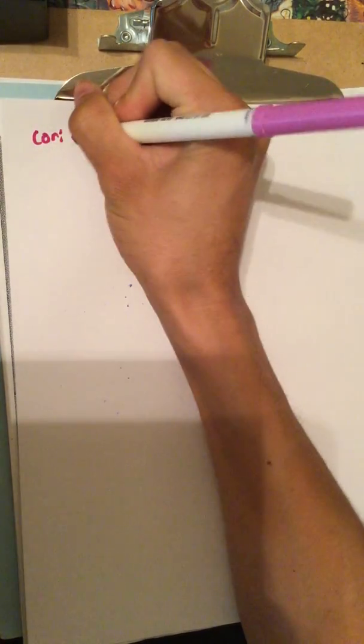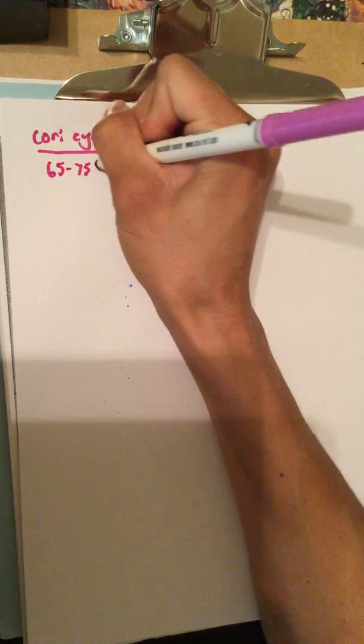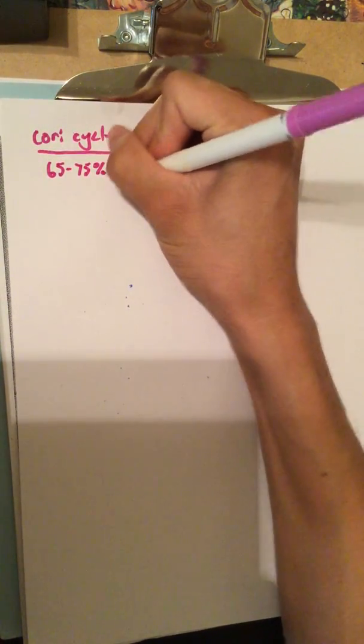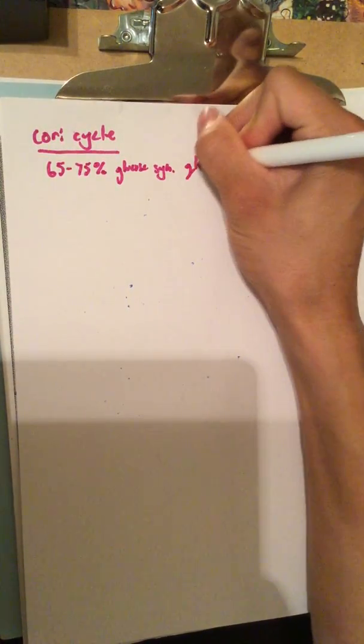Okay, so the next thing that we'll talk about is the Cori cycle. To begin with, it's an inter-organ cycle involving the liver and skeletal muscle. Our scenario: just imagine a patient 12 hours fasting. If they haven't consumed anything in the last 12 hours, we're going to say that 65 to 75% of the glucose synthesized is coming from glycogen.